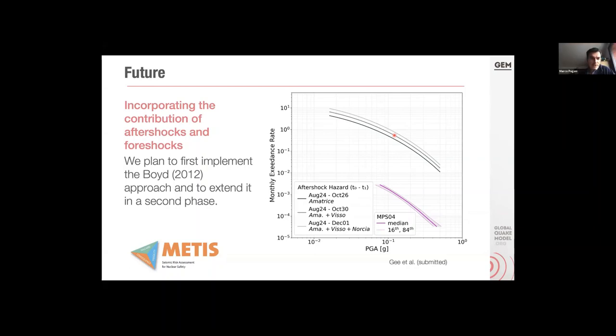So for this, what we plan to do is to start from the Boyd 2012 methodology, and perhaps, with time available, to extend it in the future. This is work that we plan to do inside a project called METIS, which is a European funded project that we are starting now, led by EDF. And this is actually a project where the other team of GEM is heavily involved and will give us the possibility of adding a number of new features inside the OpenQuake engine. That's all from my side.